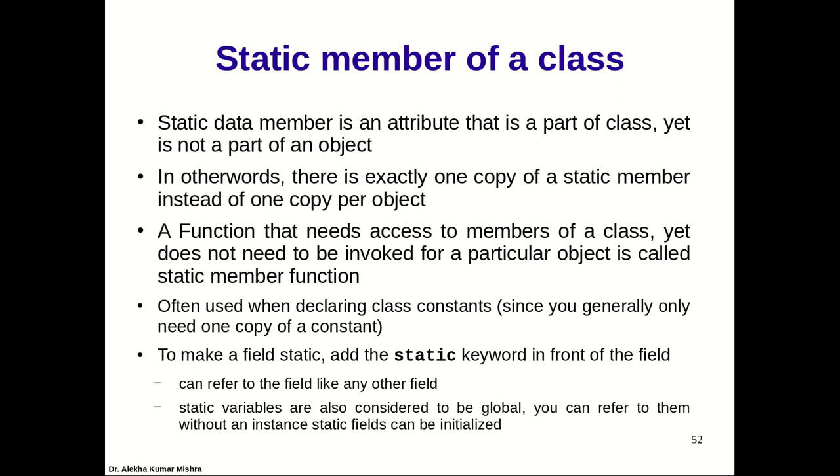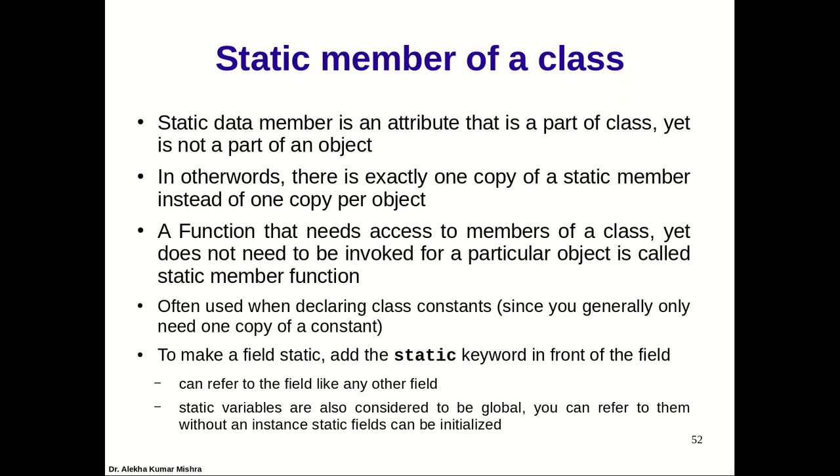So static members of a class are data members, that means attributes, but they are part of the class. They are no more a part of an object. When we define a data member, every object will have its own copy of the data member, its own value. Let's say name: student 1 has name XYZ, student 2 has name PQR. So every student object will have a value for that data member, which is normal for a non-static data member.